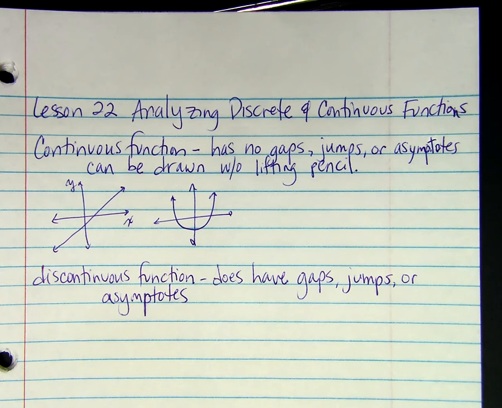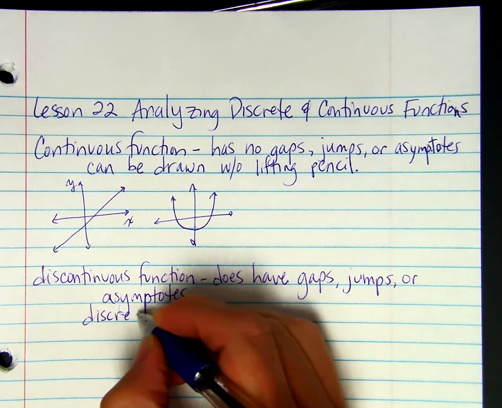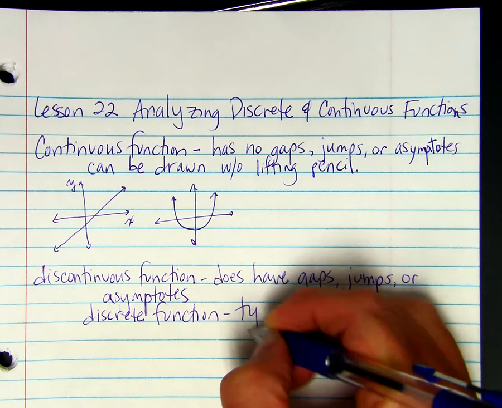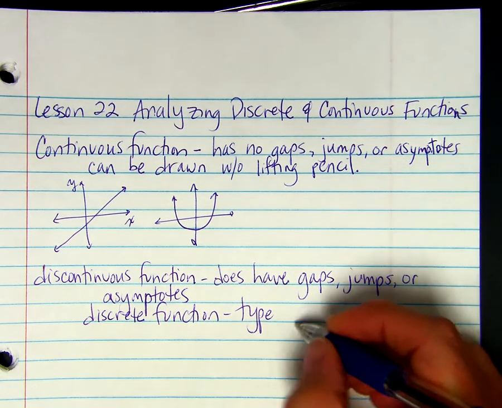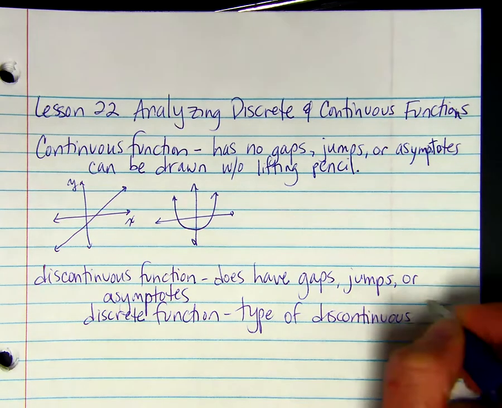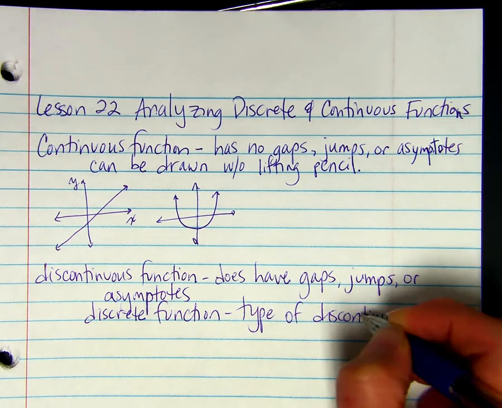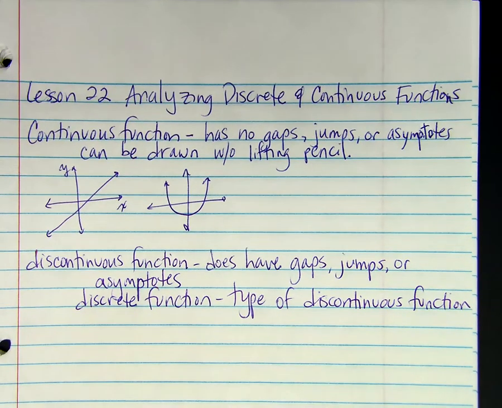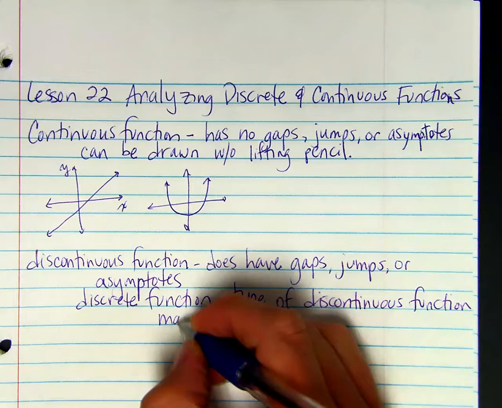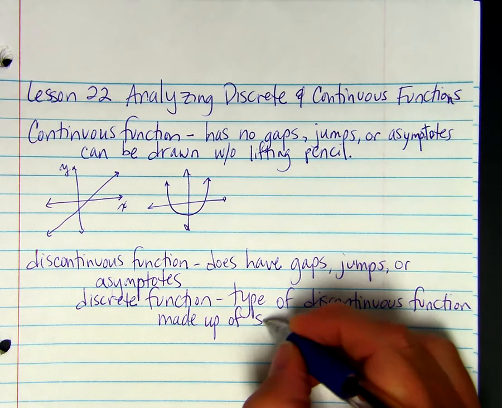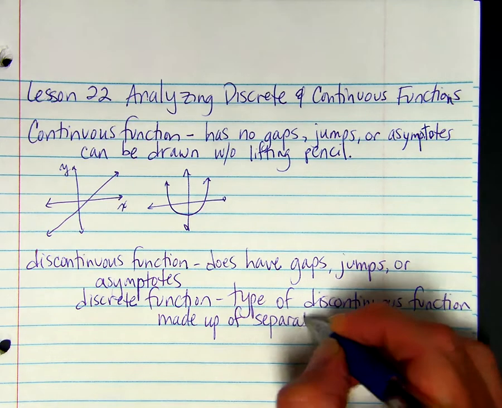There is a specific type of discontinuous function that's called a discrete function. So we're going to put down and say type of discontinuous function. And it is made up of separate, disconnected points.